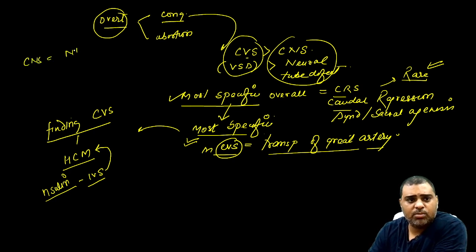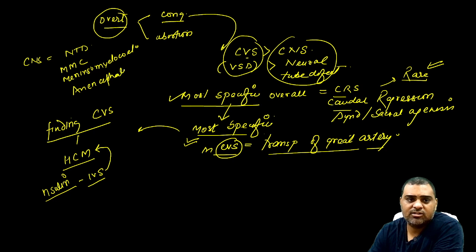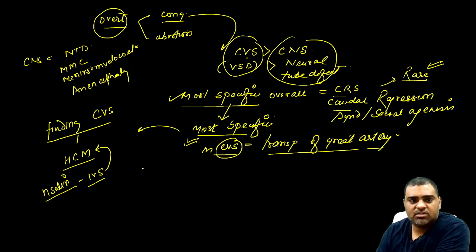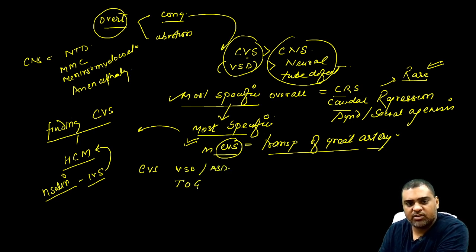Now, what all can form in CNS? You can have neural tube defect. You can have meningomyelocele. You can have anencephaly. Okay, and in CVS, what can be seen? You can see VSD, ASD, transposition of great arteries, then hypoplastic left ventricle.